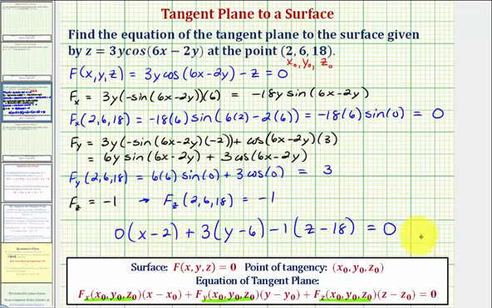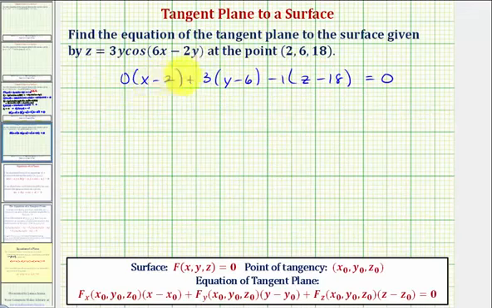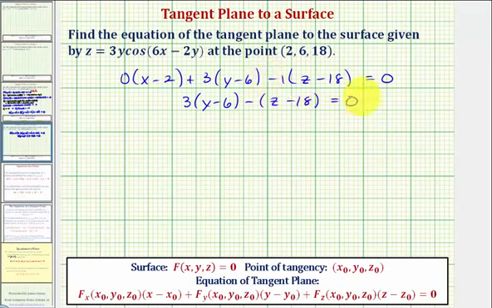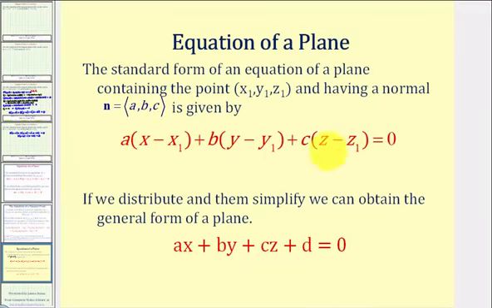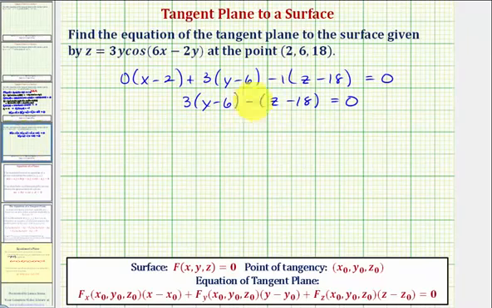Let's go ahead and simplify this on the next slide. Of course, this first product would be 0, so we have 3 times the quantity y minus 6 minus 1 times the quantity z minus 18, or just minus the quantity z minus 18, equals 0. If we were asked to give the equation of the plane in standard form, we'd be done. If we distribute and simplify, we would have the general form, but in our homework, we're asked to solve for z. So let's go ahead and distribute, simplify, and then solve for z.